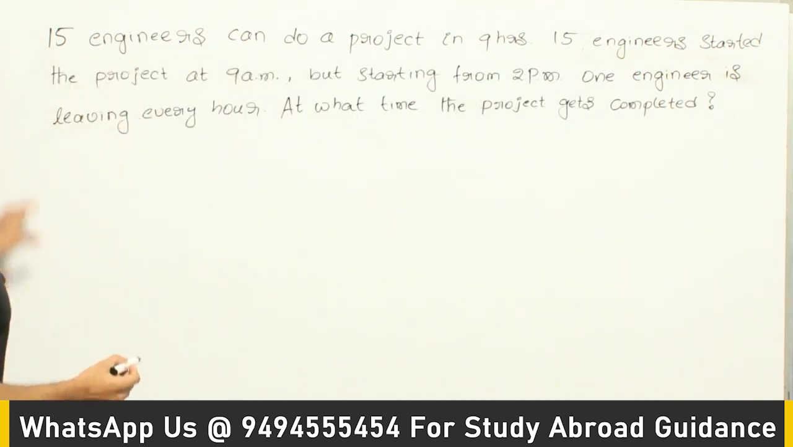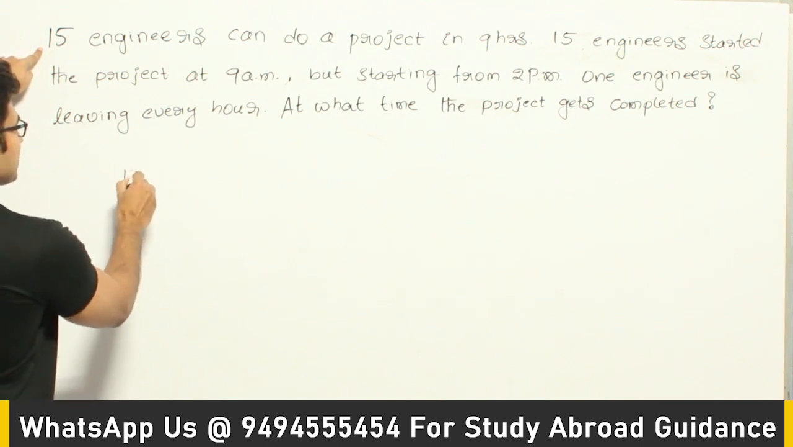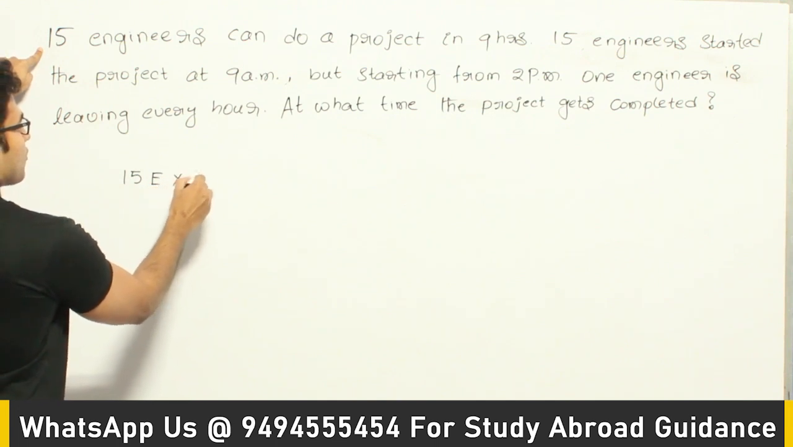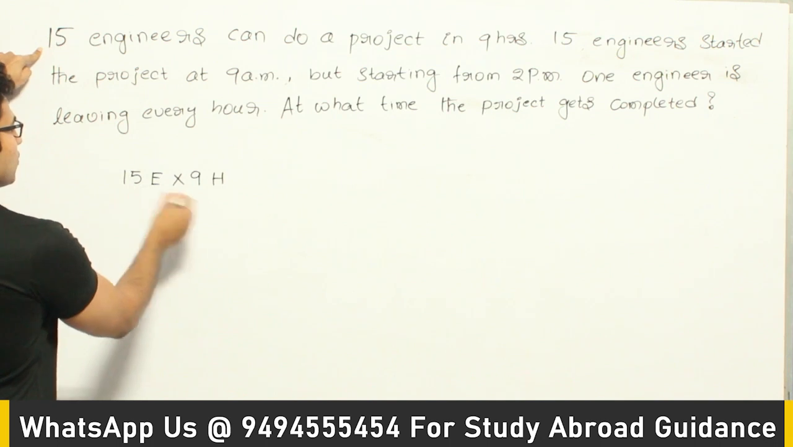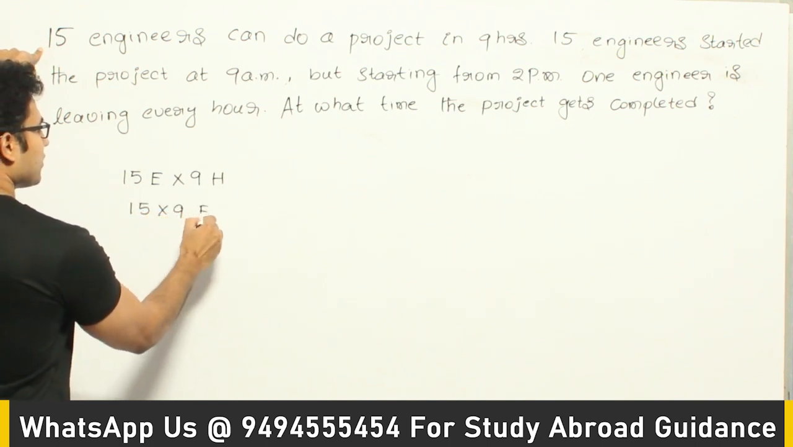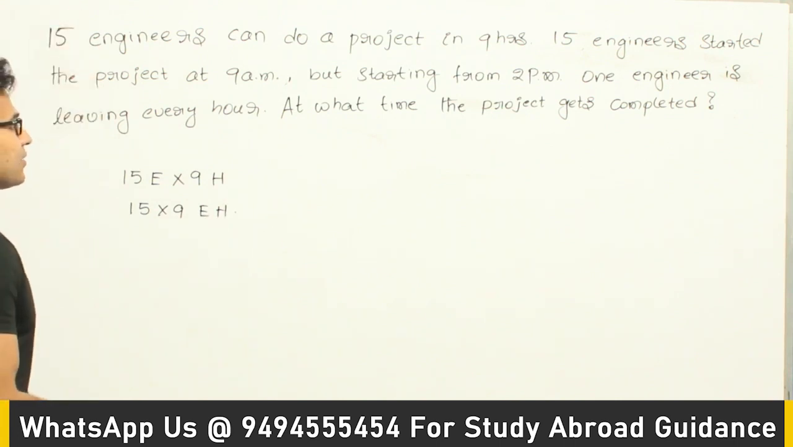So they are saying that in order to finish the project, the effort required is, if 15 engineers are working for 9 hours, then the project will get finished. Therefore, this is the total effort required. So 15 into 9 engineer hours, right? Now that is how the project can be done.